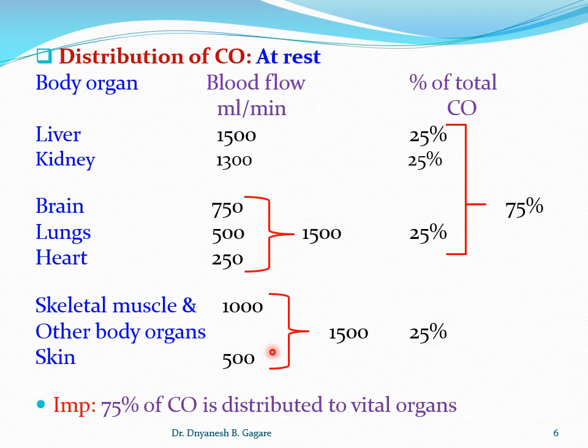But remember students, the picture changes during exercise. When you are doing exercise, then definitely more and more blood will be supplied to the skeletal muscle, meaning this blood is diverted towards the skeletal muscle, and the skeletal muscle gets maximum blood depending on the severity of the exercise.